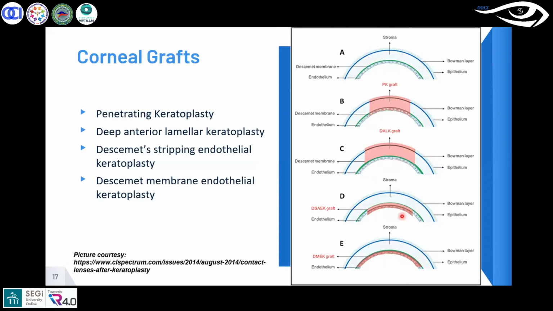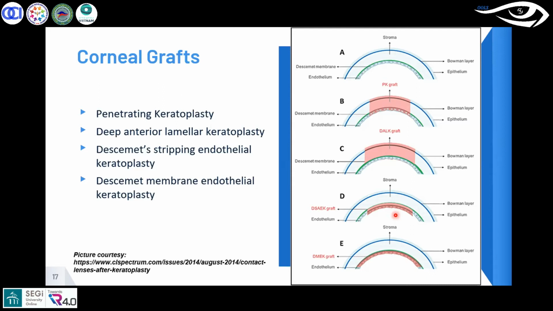In case of a DSAEK, which is the Descemet stripping automated endothelial keratoplasty, you will have the Descemet membrane and the endothelium being replaced by a portion of cornea, which involves a certain amount of the posterior stroma and the Descemet membrane and the endothelium. But Descemet membrane endothelial keratoplasty involves the transplantation only of the Descemet membrane and the endothelium. So the donor cornea tissue is the difference between DSAEK and the DMEK graft.